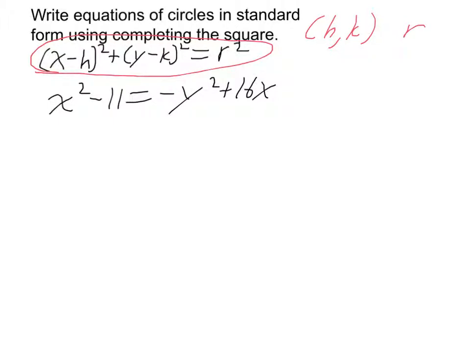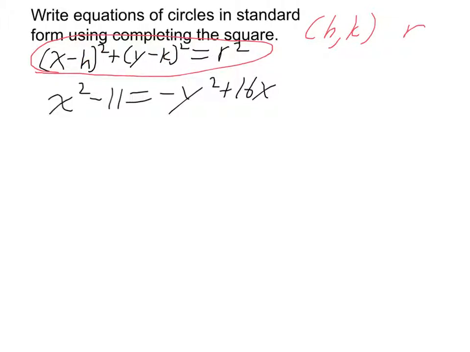This version of the equation, as it's written here, not so easy to tell. I can tell that it's probably a circle because there's an x squared and a y squared in it, but I can't tell much about it. So I want to rewrite this equation so that it's in standard form, so that it looks like that.